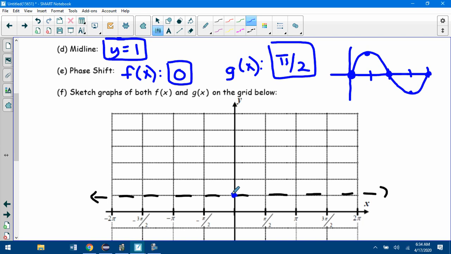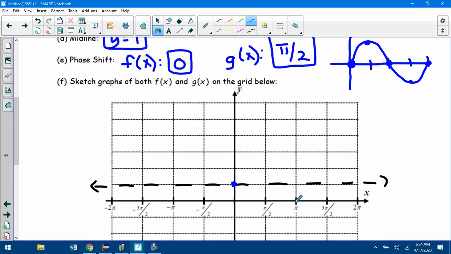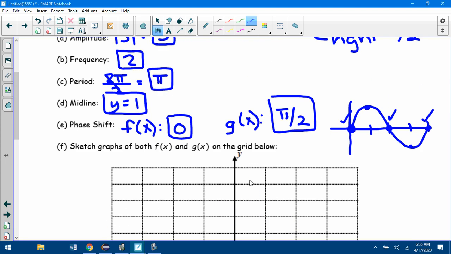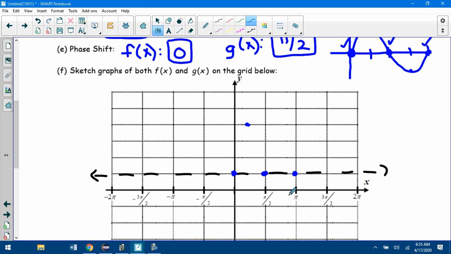Now be careful with your period. The period's pi. So one cycle is going to end here. So if I wanted to end my cycle at pi, that's the start point, that's the end point. Those are the 2 points I've plotted so far. The middle point will be right here. And here I have to go above the midline, here I have to go below the midline. So halfway between here and here, I need to go 3 above the midline and 3 below the midline. So there's one cycle of f of x.